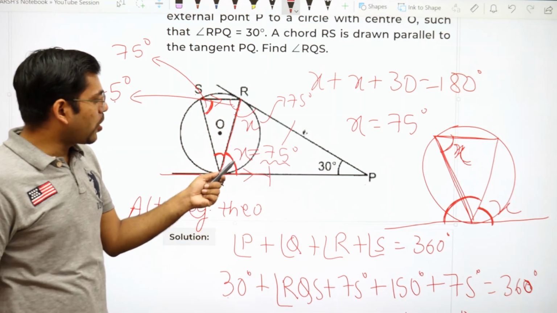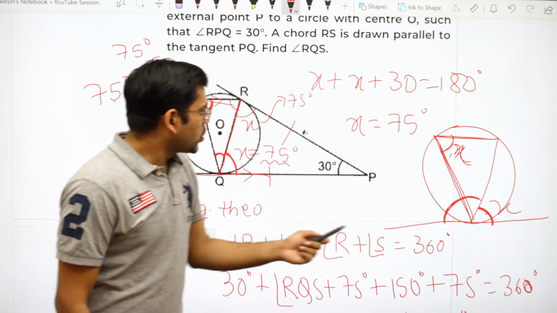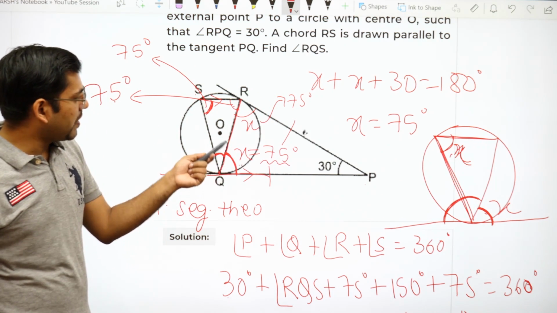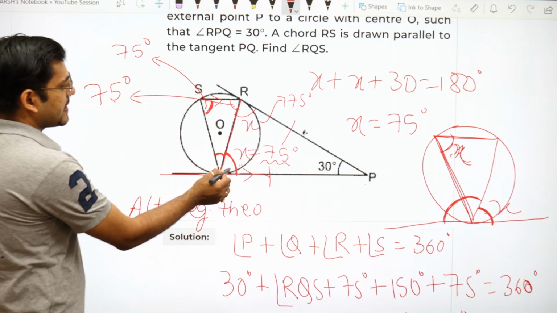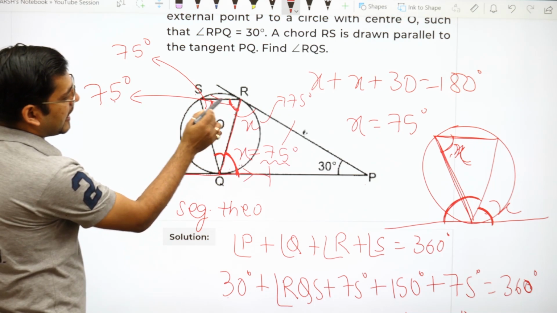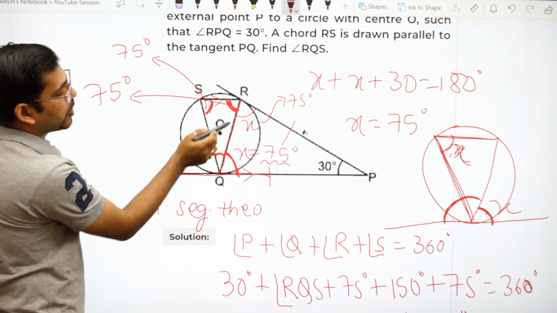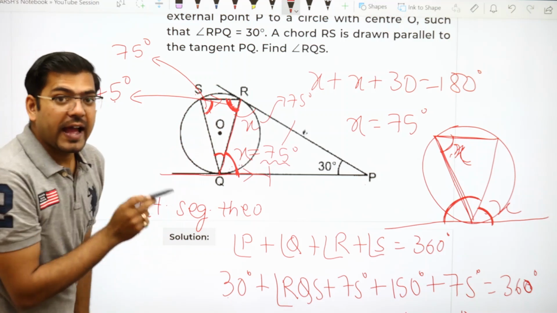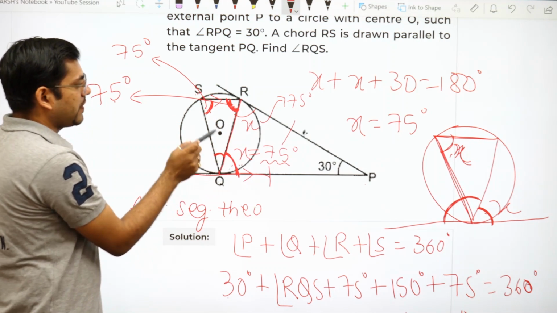Why am I telling this? Because of the alternate segment theorem, if this is x, then this will also be x. So by the alternate segment theorem, if this is 75, then this will also be 75. Now this is 75, this is 75, and if this is 75, then this angle SRQ will also be 75. Why am I telling this? Because of alternate interior angles. So this is 75, 75.